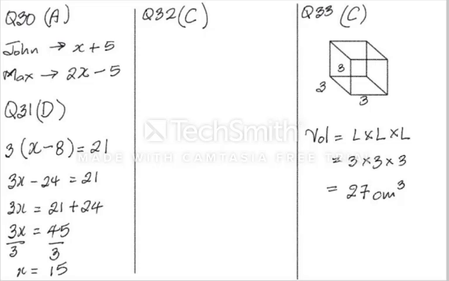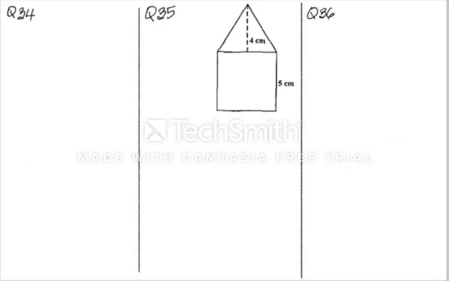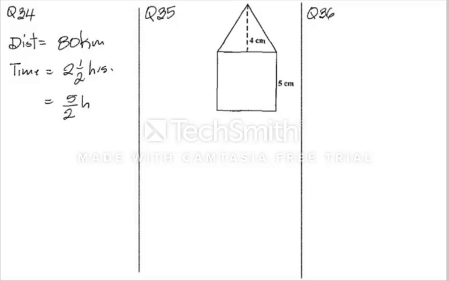34 says that a car travels 80 kilometers in 2.5 hours. What is the speed in kilometers per hour? All right. So question 34, we're told that a car travels 80 kilometers in 2.5 hours. So distance is equal to 80 kilometers. Time is equal to 2.5 hours. All right, which is 5 over 2 hours.